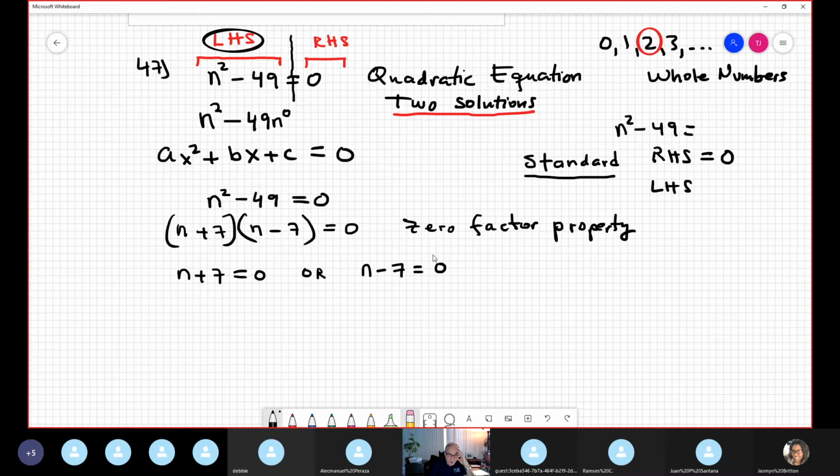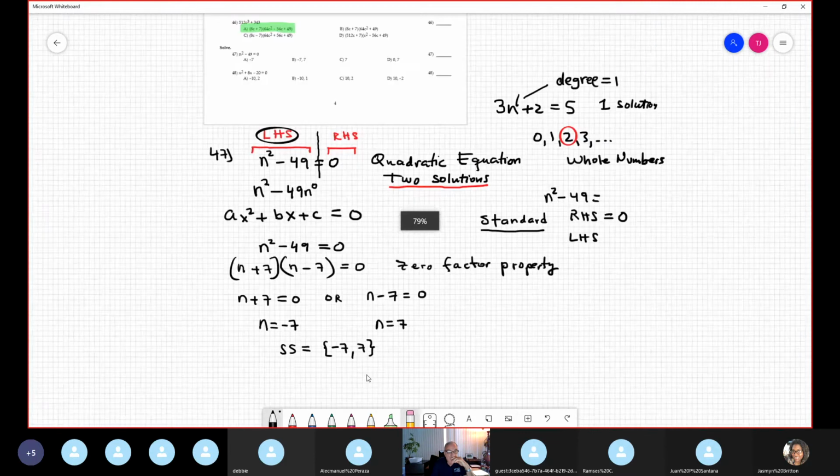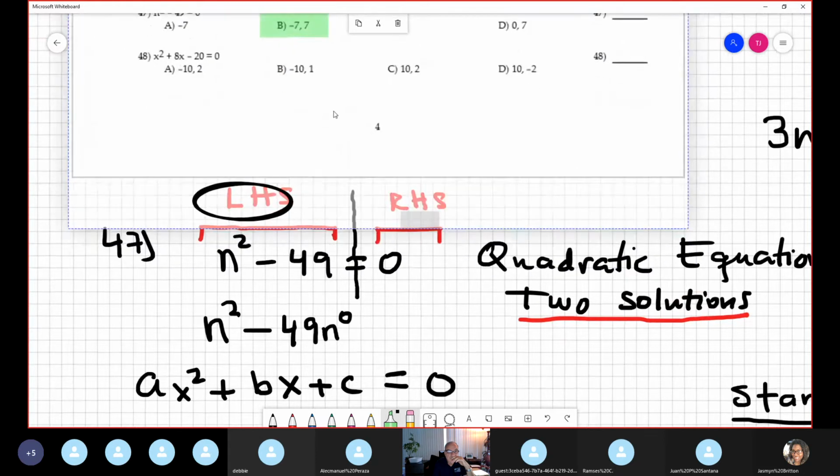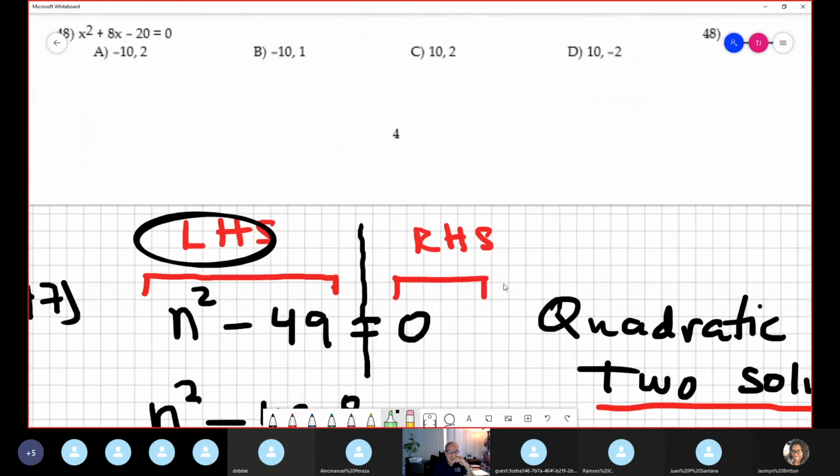You solve them separately, both parts, and get negative 7 and positive 7. Okay, so now our solution for the example is negative 7, comma, 7. You separate by comma, listing by comma, or not necessarily with curly brackets. Es obvio que es the option B, negative 7 and positive 7. Do you see?